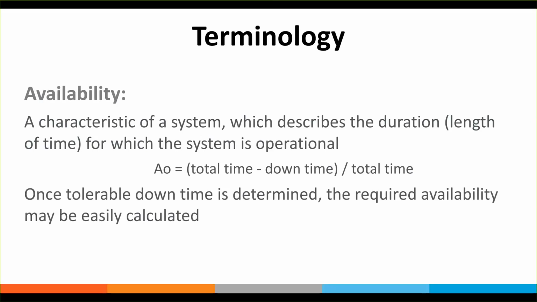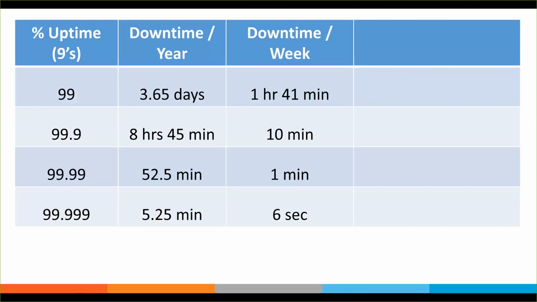You have to figure out what your tolerable downtime is, how much downtime you need. And then you can figure out what your availability needs to be. So we're talking about the nines here. And here's a good chart for it. At 99%, you're down 3.65 days of the year.